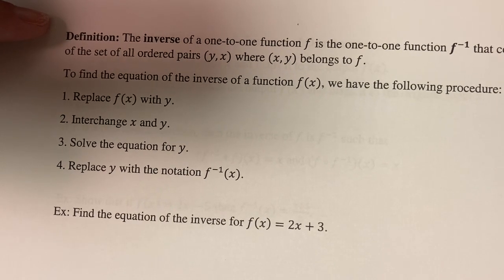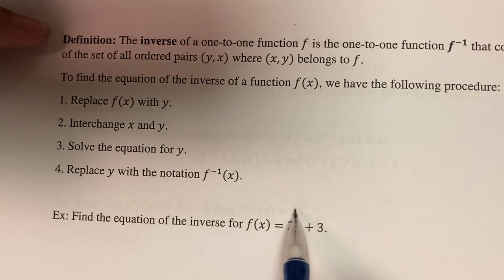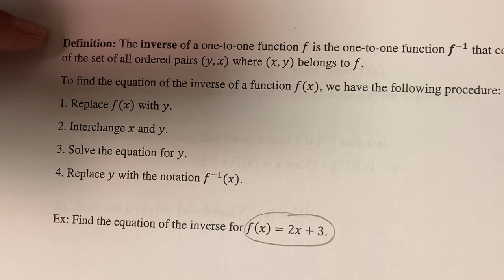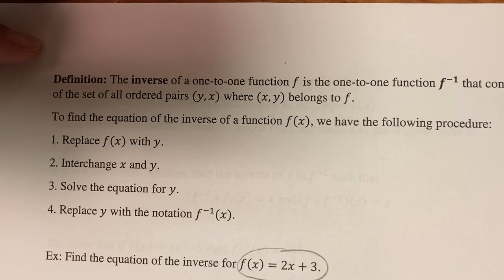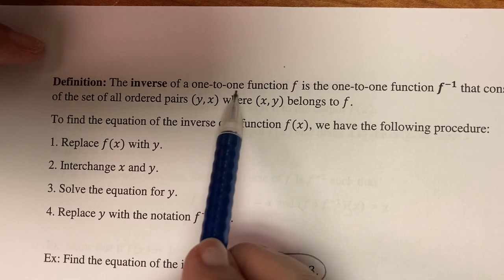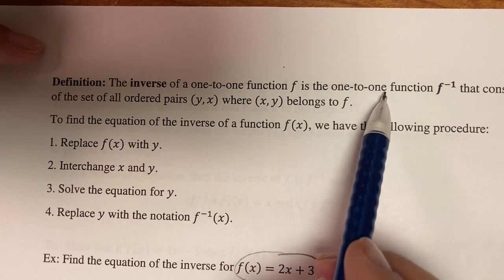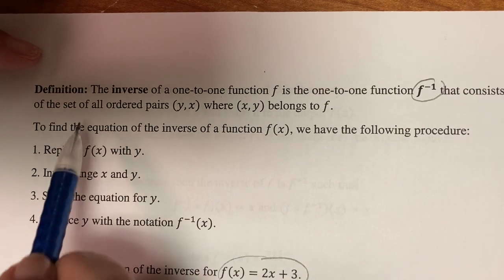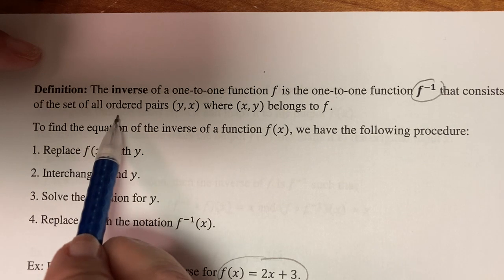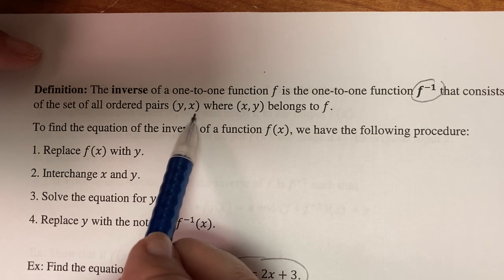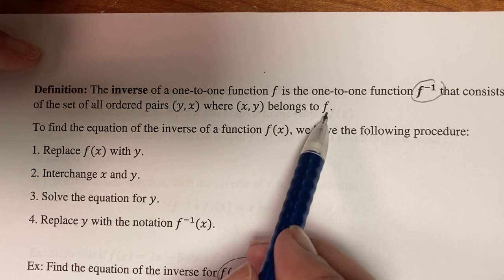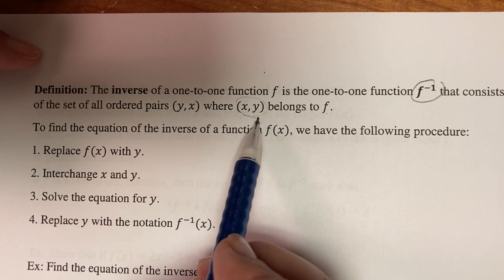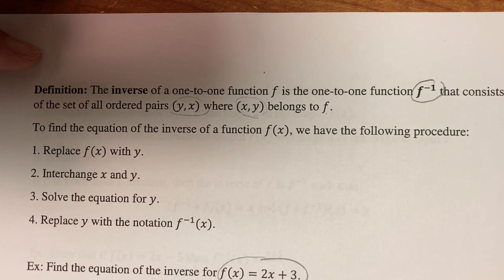What do you do if you're given an equation? Well, if you're given an equation, like we have in this example right here, you have to follow some steps. So the formal definition: the inverse of a one-to-one function is the one-to-one function, and we use this notation, f inverse, that consists of the set of all ordered pairs (y, x), where (x, y) belongs to the original function. So again, if these points belong to the original f, f inverse has these points.